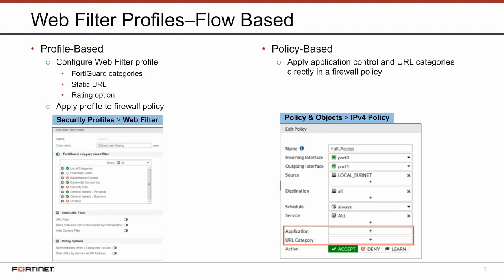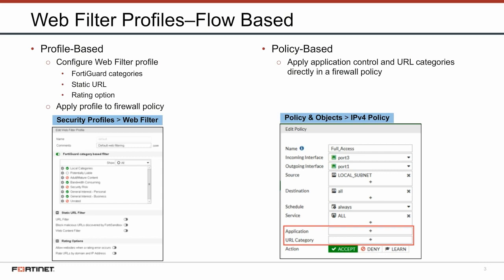Now let's look at the web filter profile. This security profile is supported in both proxy-based and flow-based inspection modes. However, depending on the mode you select, the available settings are different. The flow-based inspection has fewer available options. In these examples, FortiGate is set to perform flow-based inspection.